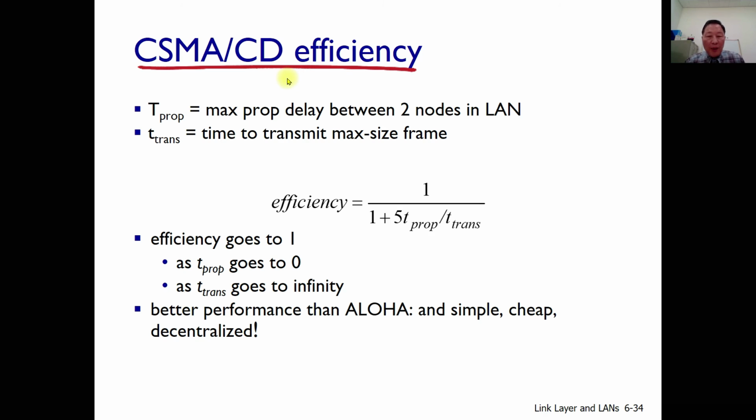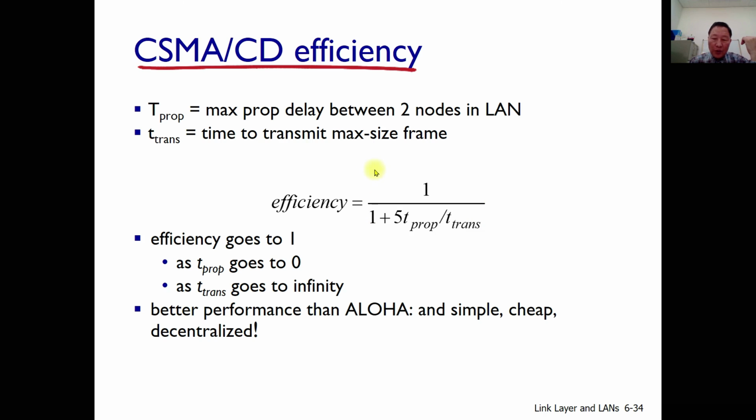We should always think about the efficiency of the protocol. This is a simple analysis for the CSMA/CD efficiency. Let's assume T prop means the maximum propagation delay between two nodes in the LAN. Let's assume T trans is the time to transmit a maximum size frame. Then the efficiency will be like that.